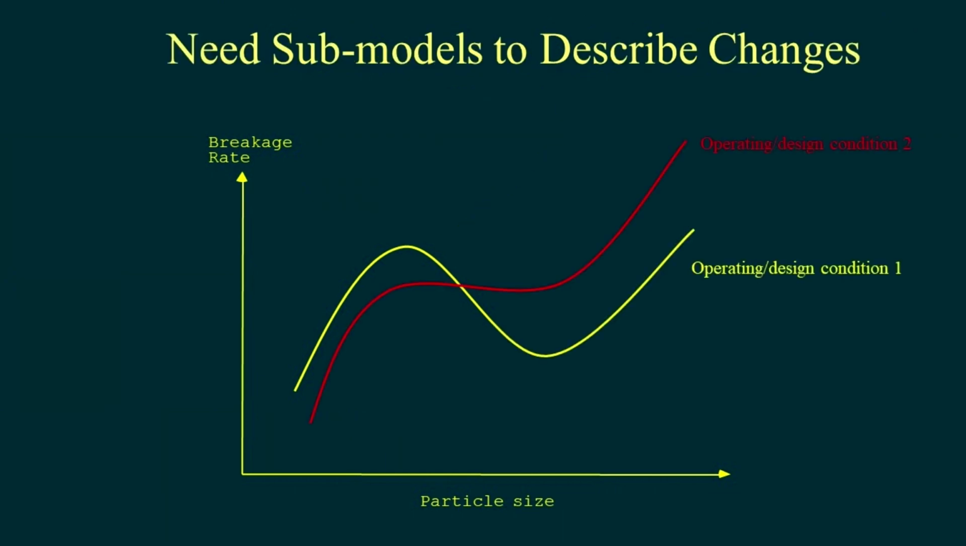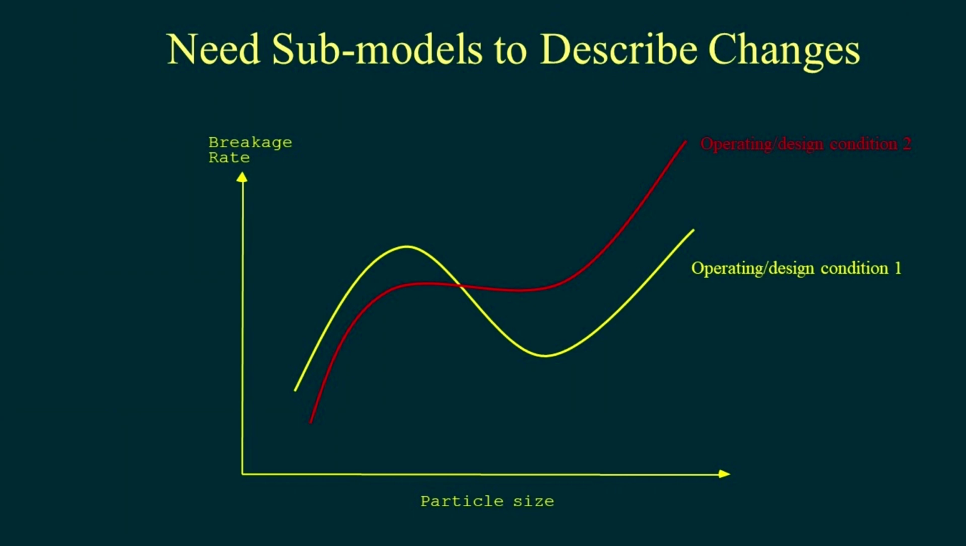Going back to AG and SAG mills, let's say this curve here comes from running my mill in a particular condition. Let's say it was with AG, no balls. And then I did a survey, got the breakage rate distribution, and then I put in 15% balls in the mill, and I did another survey, and I got the breakage rate distribution. What we'd see is a completely different shape. It would be like that.